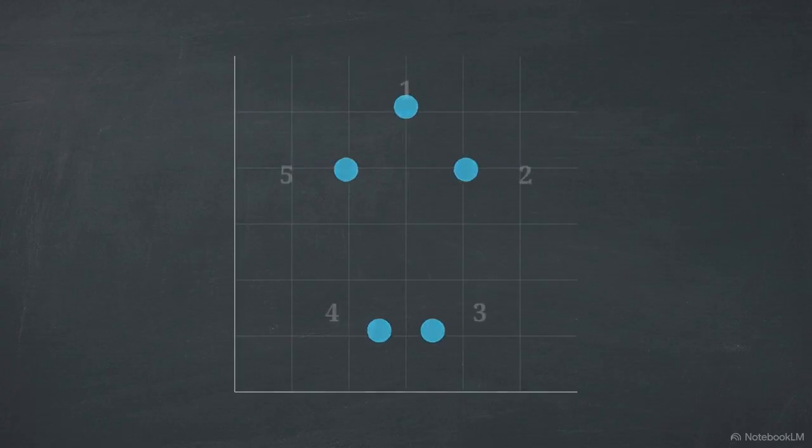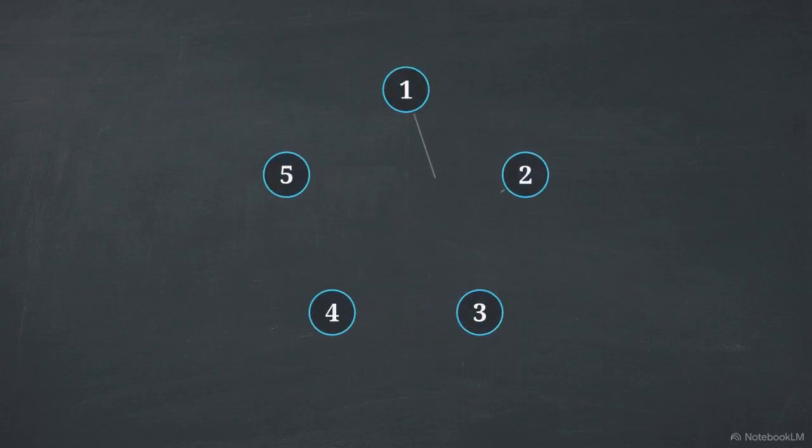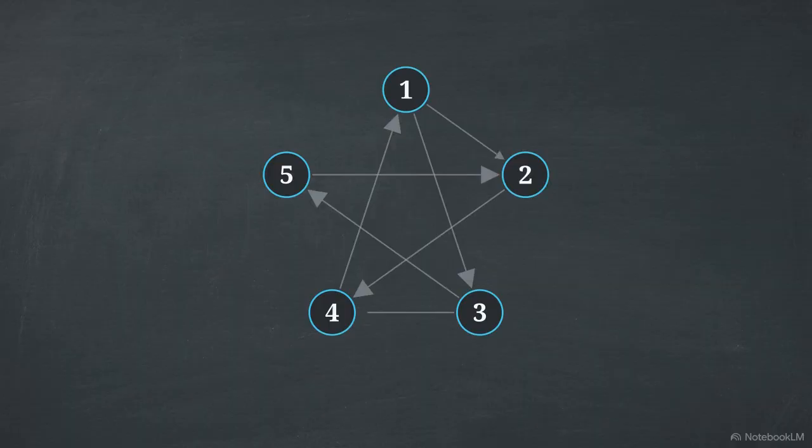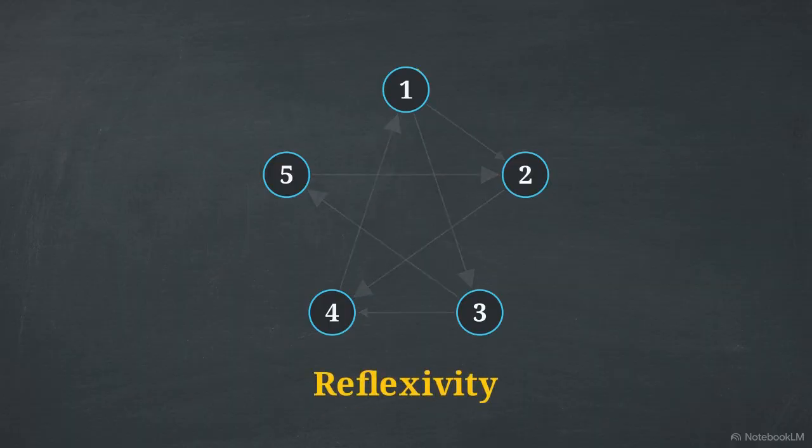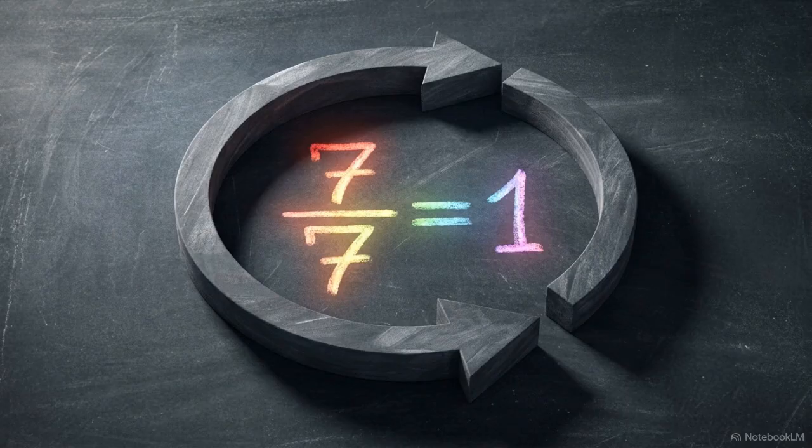When a relation connects a set to itself, it is often easier to visualize the data as a network of nodes connected by directional arrows. This network view highlights specific properties, like reflexivity, where every single element is related to itself. Division is a reflexive relation because every non-zero number divides itself.